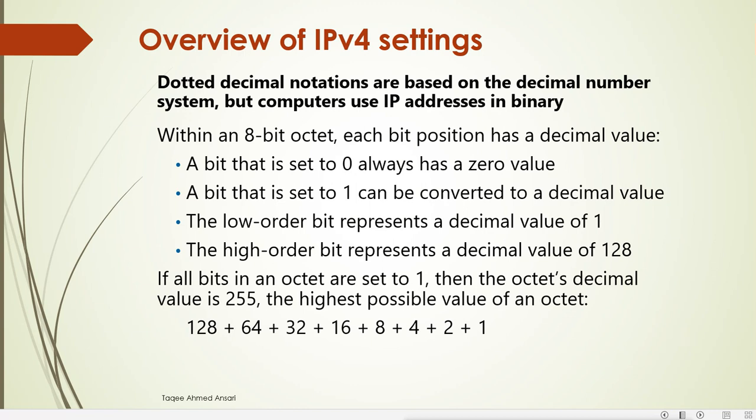When we say 0, that means there is no memory. When we say 1, that is a memory, and that will be represented by a decimal value. Because we humans don't understand binary or machine language, we use decimal numbers to notate and explain the binary. IPv4 is dotted decimal notation, based on the decimal number system, so that we can understand it.